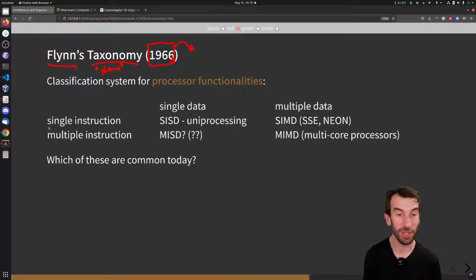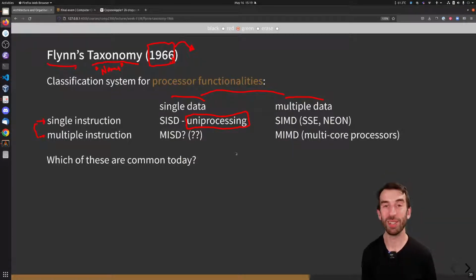So there are 2 dimensions for this taxonomy. Single instruction, multiple instruction, so the number of instructions that are happening simultaneously. Single data and multiple data, the amount of different data objects which are being operated on simultaneously. So single instruction, single data is the standard uniprocessor, 6502, boring old school CPU system. Nothing wrong with it, but it's just running one instruction on one thing at a time.